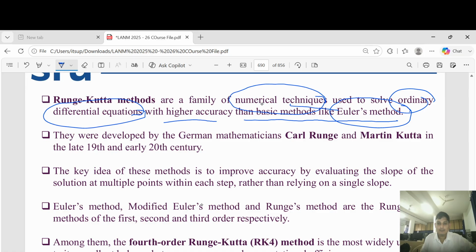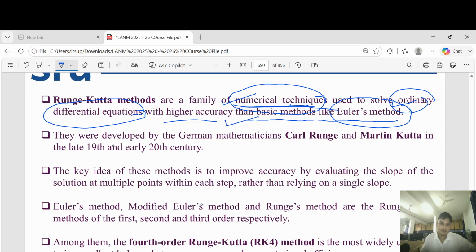So these are the key points in the theoretical lines. You must find what the key points are. It is a numerical technique. It is used to solve the ordinary differential equation. It is better than the basic Euler's method.